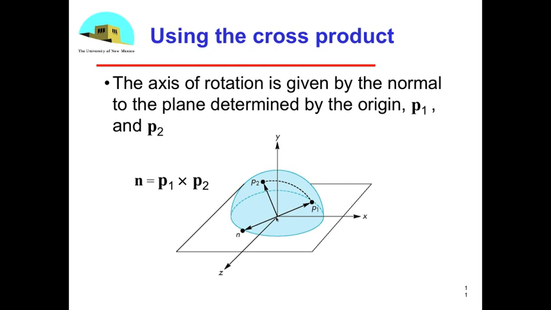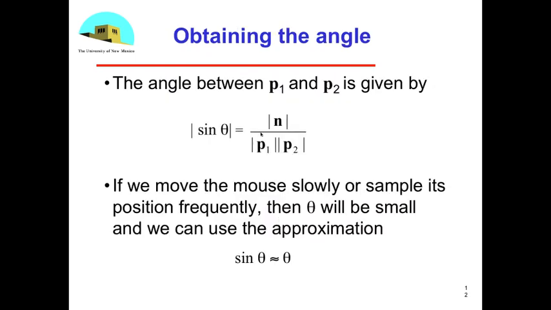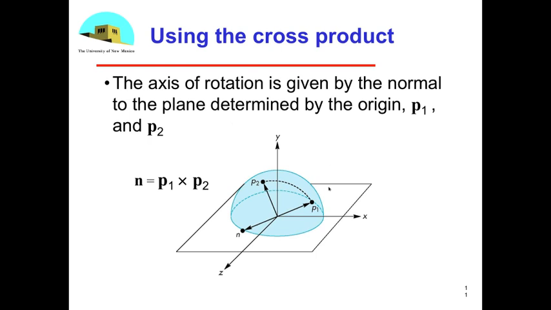There's the relationship with a cross product that if I take the norm of the cross product and divide it by the norms of the two vectors I used to get the cross product, it gives me the sine of the angle between them. The relationship you're more familiar with is the length of the norm is the length of the first vector times the length of the second times the sine of the angle between them. But I can do even better than that, because if I'm tracking continually, then I'm getting these positions P1 and P2 that are actually very close to each other.